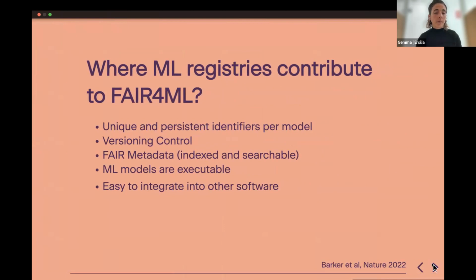So where can machine learning model registries contribute to this? Of course, at least they should provide unique and persistent identifiers. They should have a way of controlling which version of the model, whether the packages are updated, et cetera. All the metadata should be indexed and searchable. The models ideally should be executable either online or through an easy command line, for example, or a graphical user interface. And ideally, they should also provide options for easily integrating into other software.